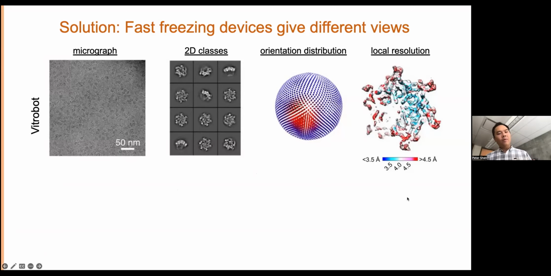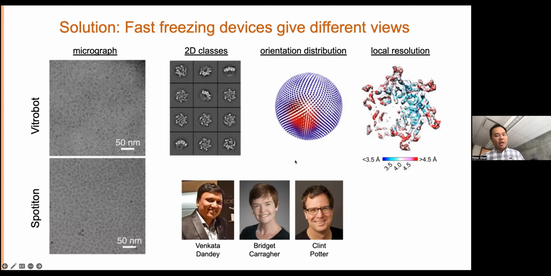And with what we know now, particles have a high tendency to adopt preferred orientations because they love to stick to the hydrophilic air-water interface. And so we became aware that the spotiton device at the New York Structural Biology Center could be used to essentially outrun the particle interactions with this interface. And this could help resolve the orientation bias problem.